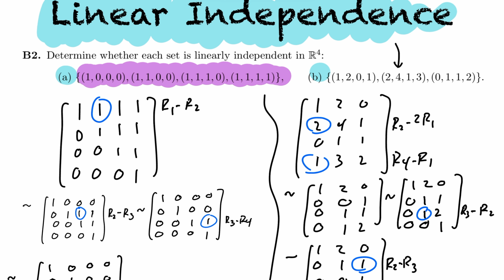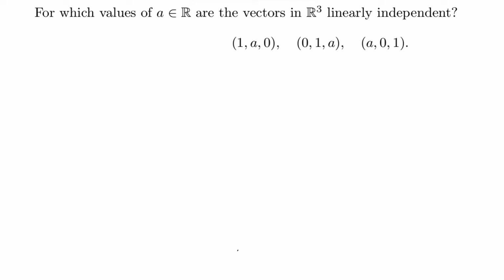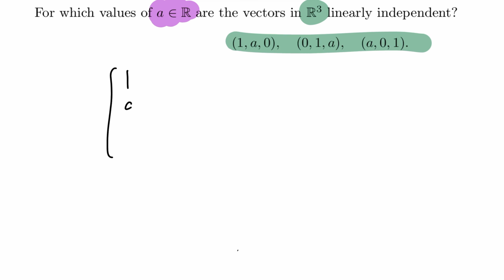Let's take a look at some more examples. In the next example, they want us to find the value of a for these vectors coming out of R3, such that this set is linearly independent. Well, we approach it the same way. You put this in a matrix, so we're going to go 1, a, 0, 0, 1, a, and then a, 0, 1.